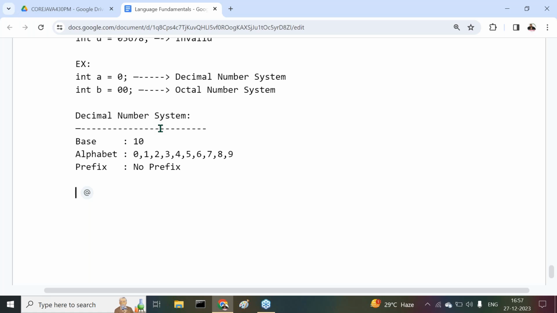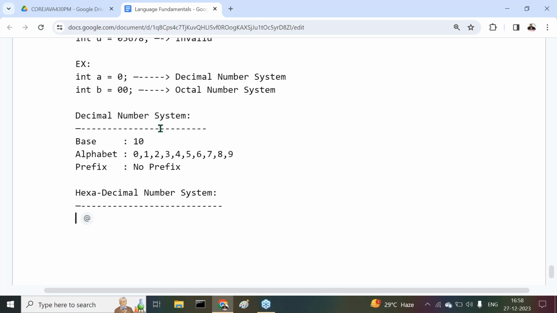So the point I am making is that in Java, the default number system is the decimal number system. So leave this one. The next one is the hexadecimal number system.